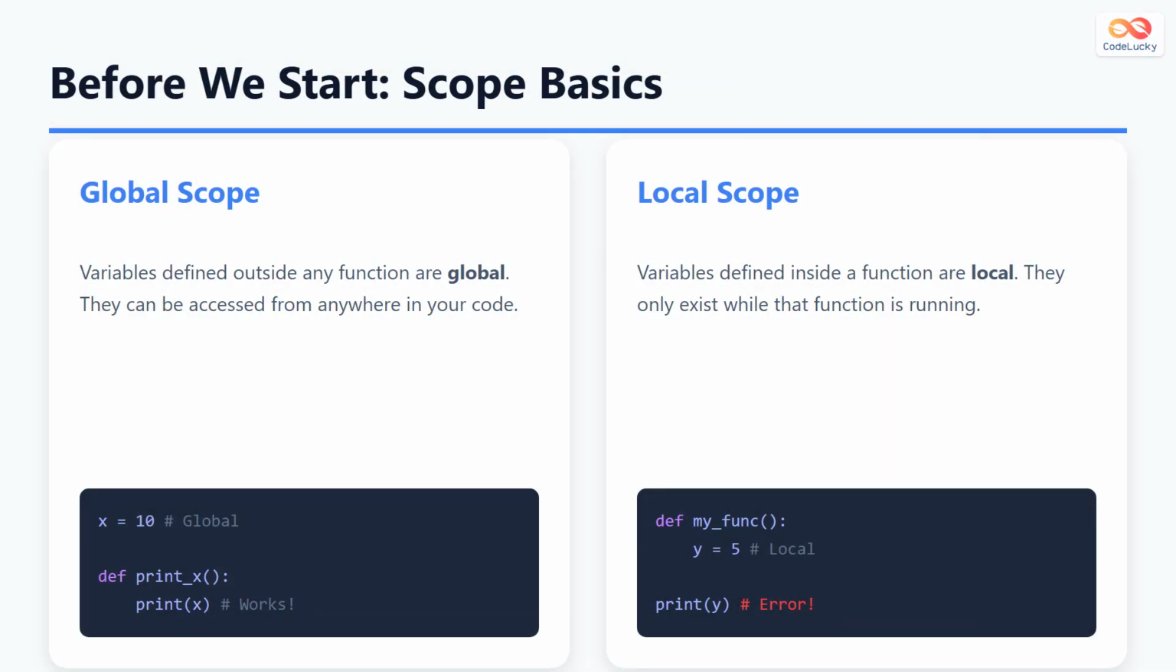Before we dive in, let's quickly refresh our memory on scope. In Python, we have global scope and local scope. Variables defined outside are global and can be seen everywhere, but variables defined inside a function are local. They usually vanish once the function finishes. Understanding this boundary is key to understanding closures.